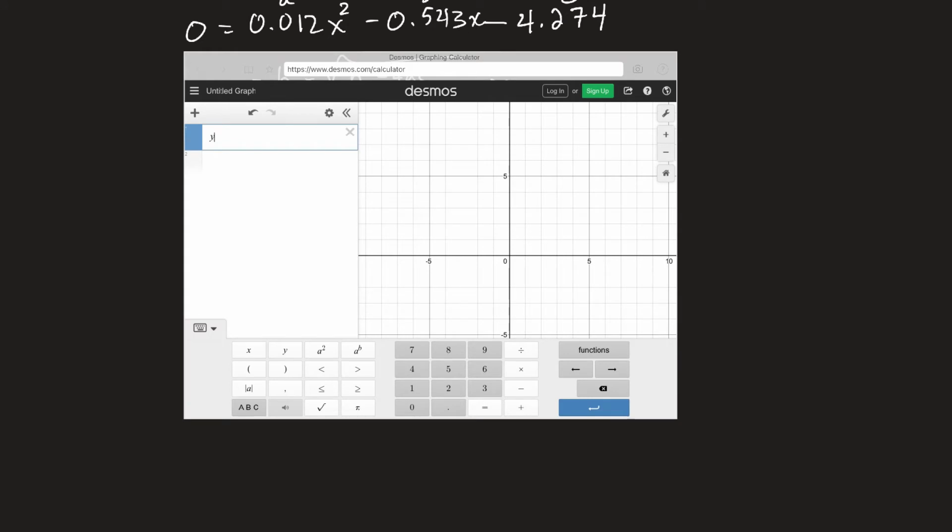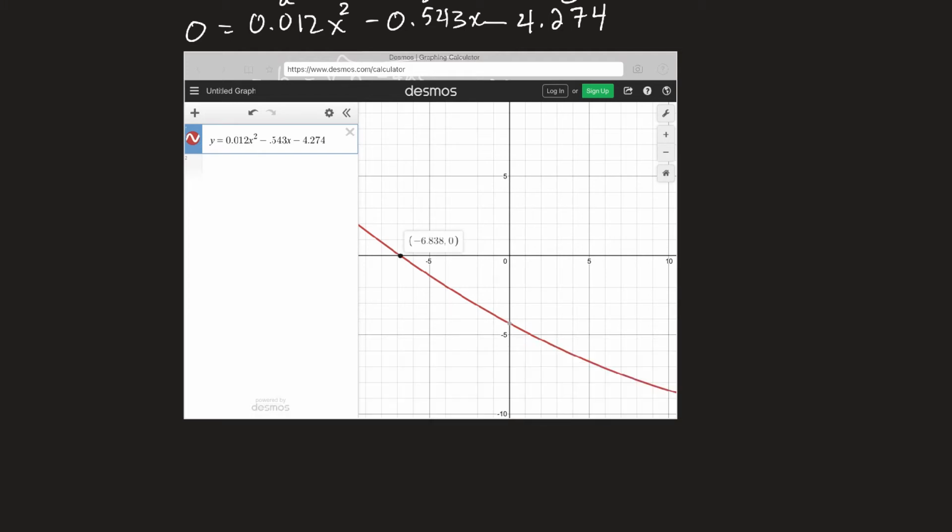So y equals 0.012x squared minus 0.543x minus 4.274. There we go. Okay, so here's an x-intercept right there.